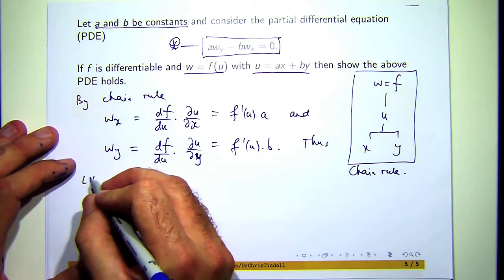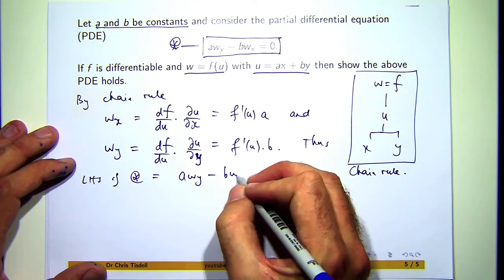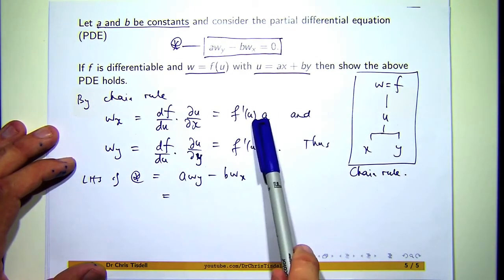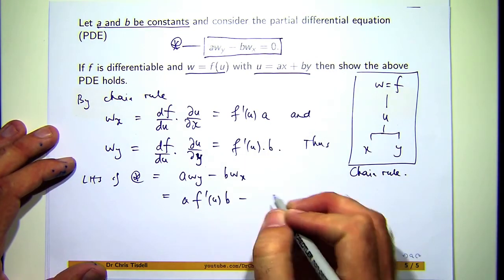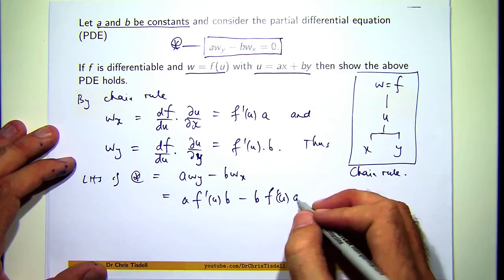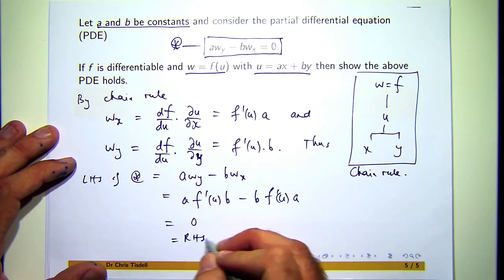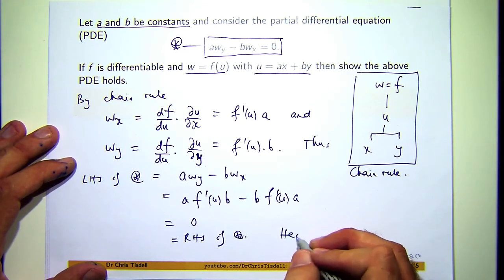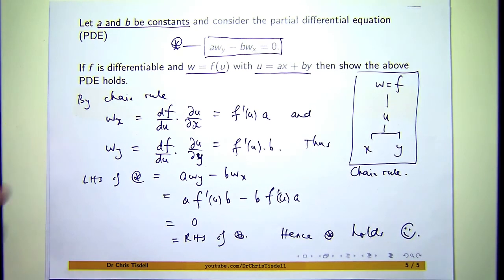Thus, the left-hand side of star equals this. So let's put that in terms of what we've just calculated. So w sub y is that, w sub x is that, and if you look carefully, these two things are the same and they'll cancel out. So we're absolutely delighted. This form of solution, for any differentiable f, satisfies the PDE.